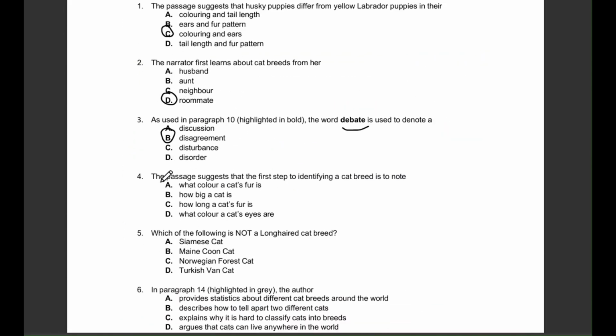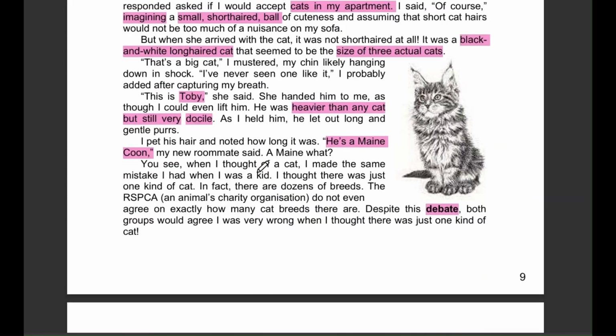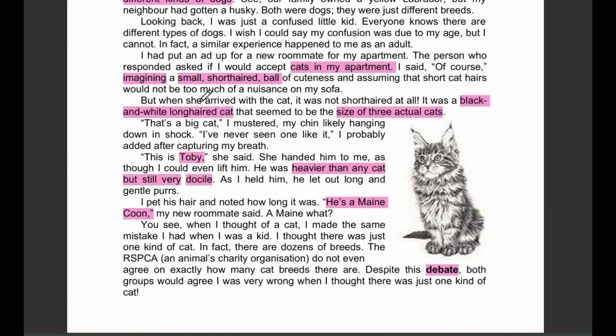Let's take a look at question number 4. This question asks, the passage suggests that the first step to identifying a cat breed is to note, with options, A, what color a cat's fur is, B, how big a cat is, C, how long a cat's fur is, D, what color a cat's eyes are. And the right answer here is C, how long a cat's fur is. The passage mentions that the first thing you notice when trying to identify a cat is if it has long or short hair.